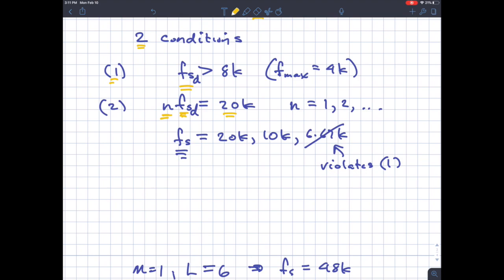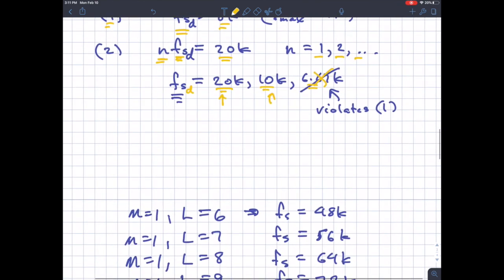So if I start taking integers, 1, 2, 3, and so forth, I can calculate possible downsampling rates. 20K divided by 1 is 20K, 20K divided by 2 is 10K, 20K divided by 3 is 6.67K. That violates our minimum sampling rate for baseband, so we know we can't do that. So we need one of these two rates to downsample by in order to demodulate the signal.